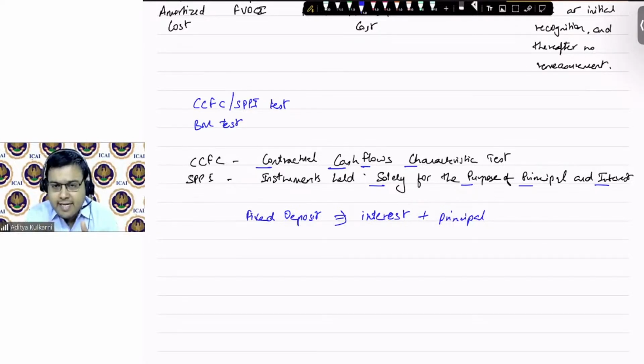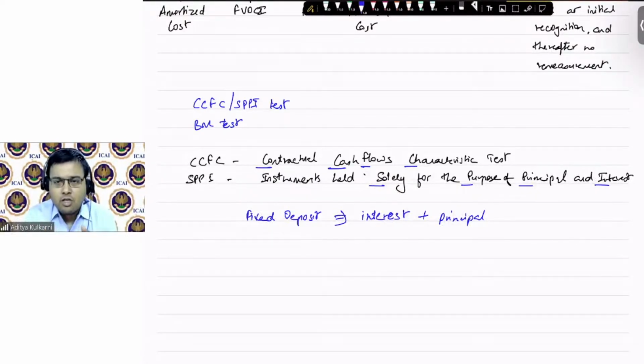So is it an expectation of the contractual cash flows from the instrument? Answer is yes. And if it is an expectation of contractual cash flows from the instrument and the instrument is giving you those contractual cash flows, can I say that the CCFC test is passed?